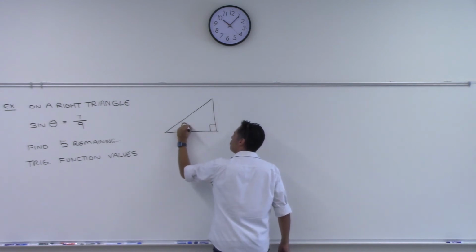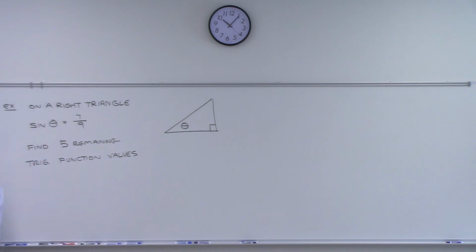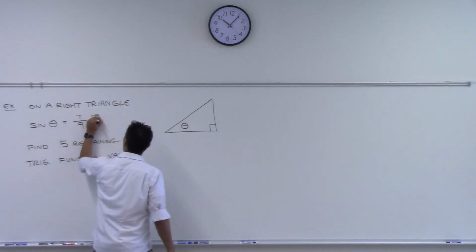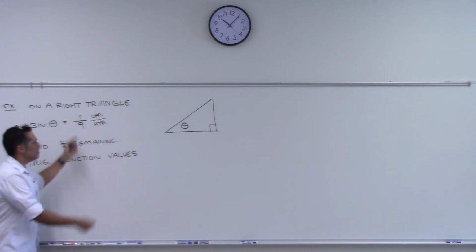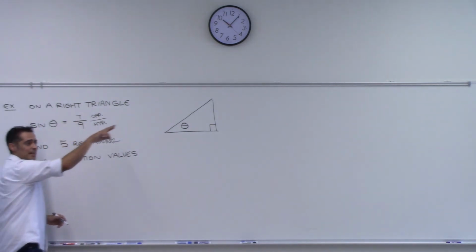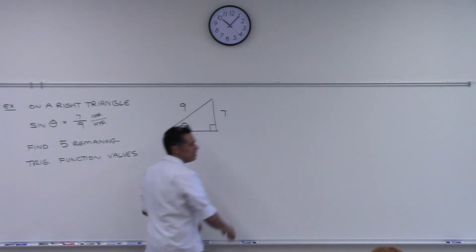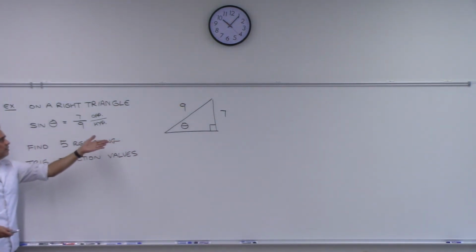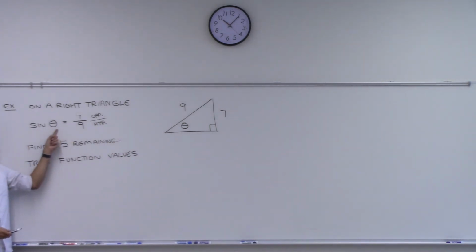So here's theta. I'm going to draw a triangle. Sine is SOHCAHTOA, right? So it's opposite over hypotenuse. This is my opposite side. This is my hypotenuse side. So I can label this triangle with my opposite side being 7 and then my hypotenuse being 9. Do you see that? And now that triangle is a visual representation of what was given to me. Do you see it?